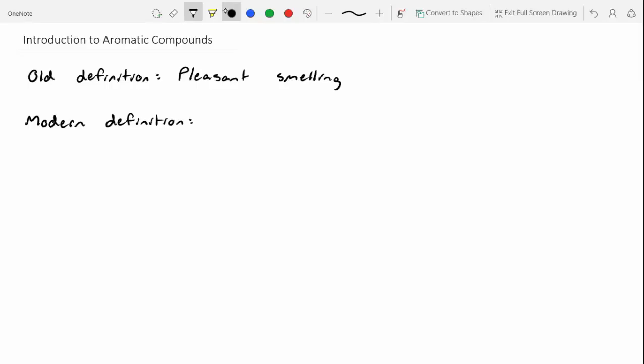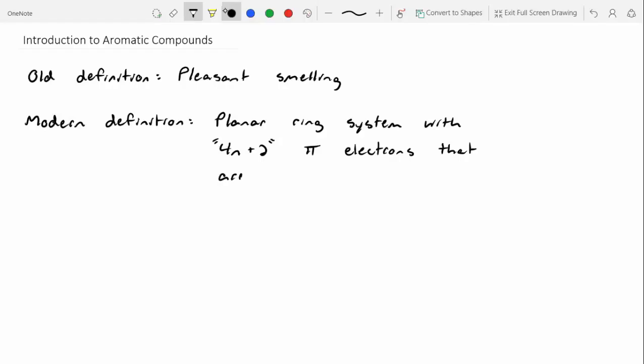The modern definition is that it is a planar ring system with 4n plus 2 pi electrons that are delocalized. Sounds a little less elegant than pleasant smelling, but it's a lot more accurate.